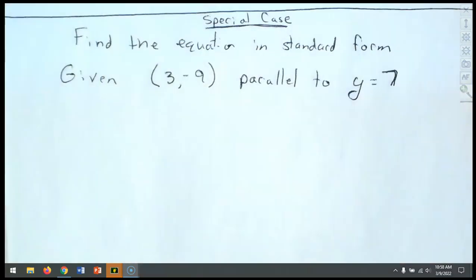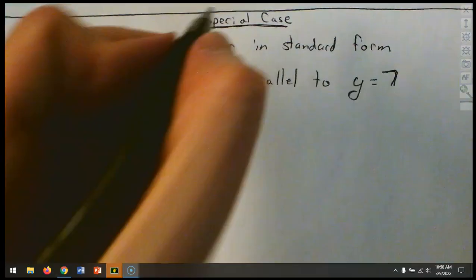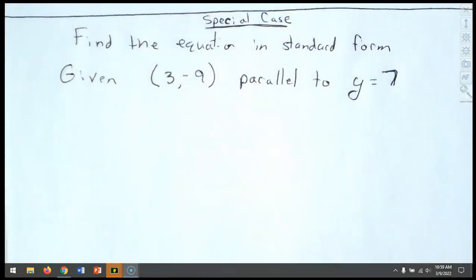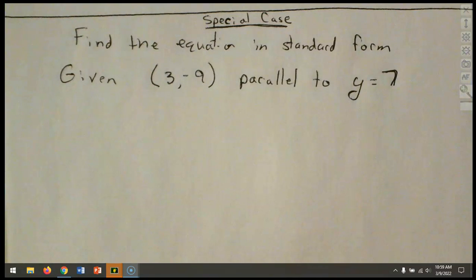And just like we had those special cases with the absolute value, this is another special case here. The special cases with the absolute value were very easy. Same thing here. Now, what do we know about parallel lines? What does parallel mean? Parallel means the slopes are the same, right? So when we talk about y equals 7, that's a horizontal line. What type of line is parallel to a horizontal line? Another horizontal line. They never cross. That's the definition.